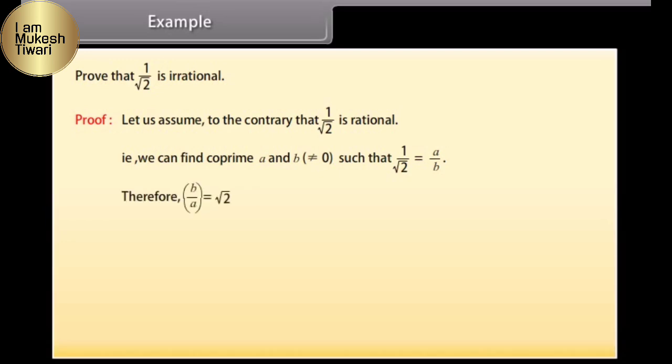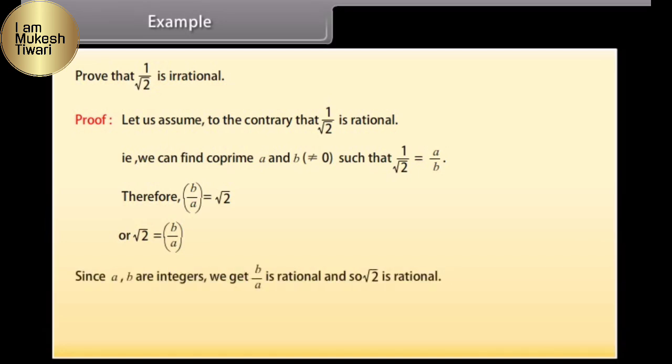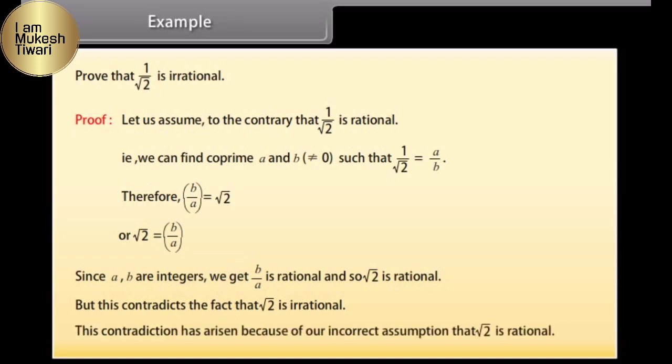Therefore, b upon a is equal to square root 2, or square root 2 is equal to b upon a. Since a and b are integers, we get b upon a is rational, and so square root 2 is rational. But this contradicts the fact that square root 2 is irrational. This contradiction has arisen because of our incorrect assumption that 1 upon square root 2 is rational.